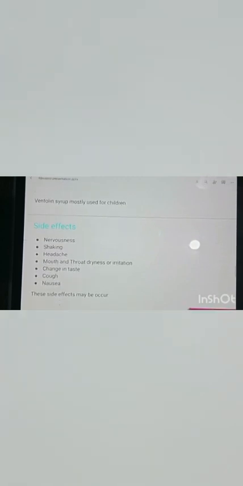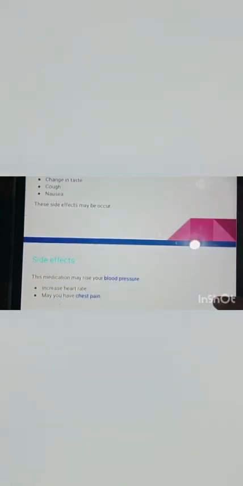There are some side effects. As we know, every drug has its side effects as well as good effects. So its side effects are nervousness, shaking, headache, mouth and throat dryness or irritation, change in taste, cough, nausea. These side effects may occur. And the most serious side effects: it may increase your blood pressure, decrease heart rate, and you may have chest pain.